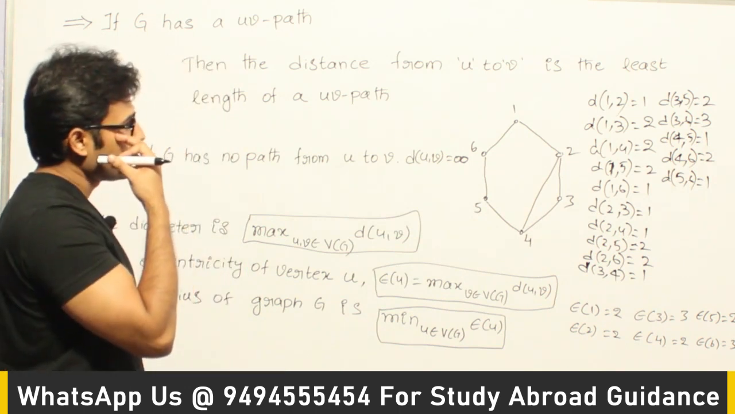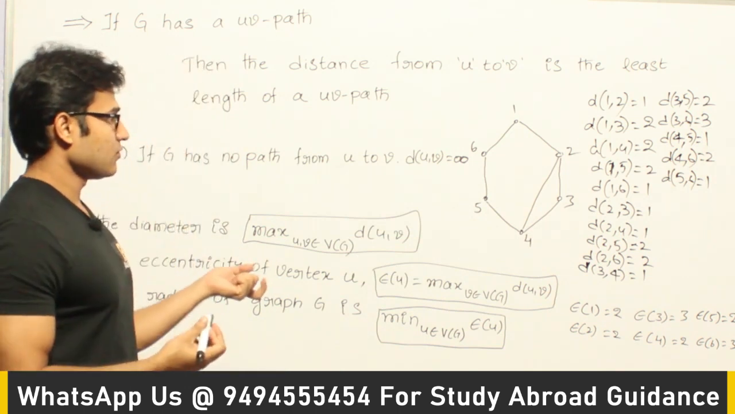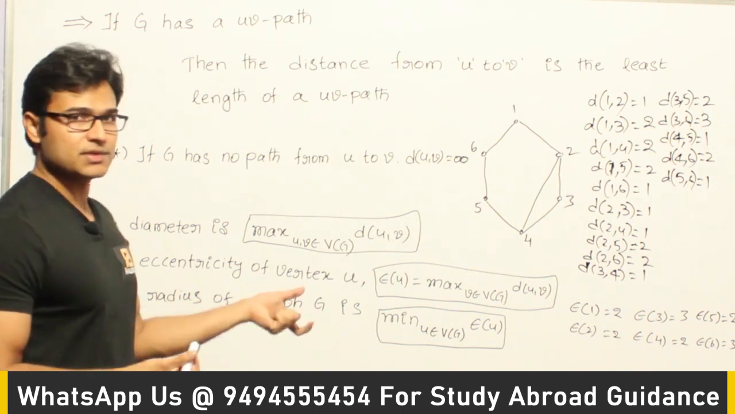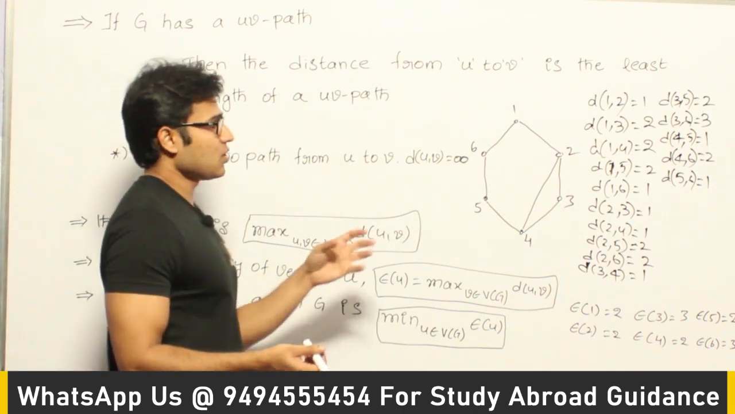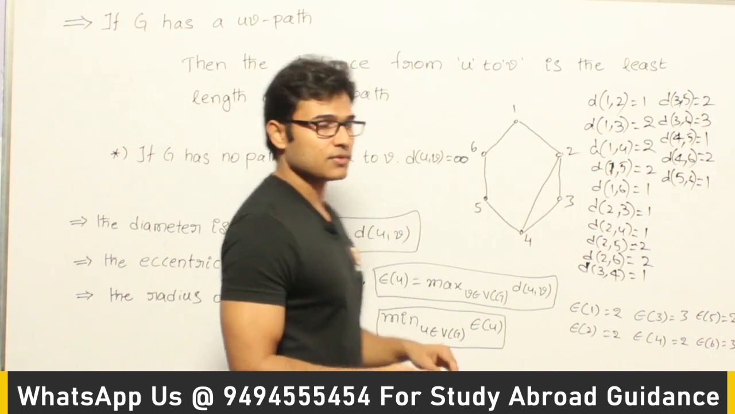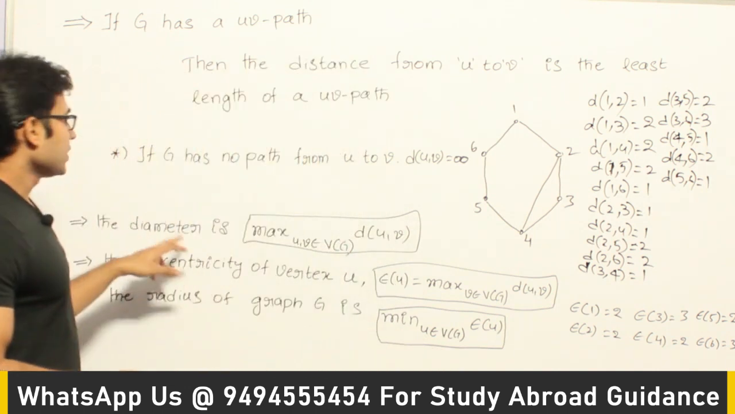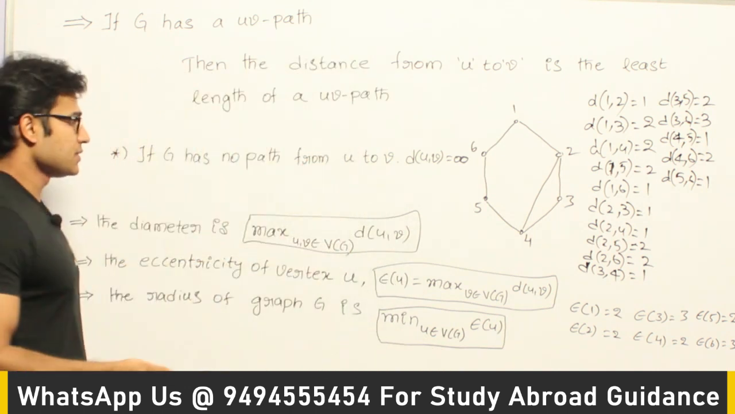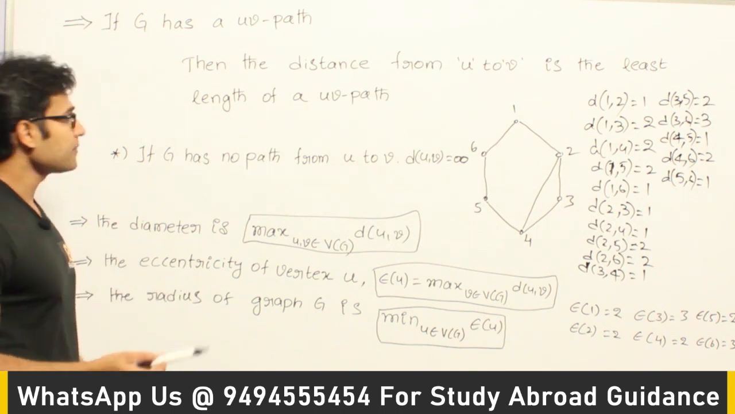So what did we do here? Between any pair of vertices, we have found out all possible paths, and among all these paths, the shortest one is going to give us the distance. Okay. And now look at the next one. See, the reason why I found out all the distances is it is useful for the next definition.